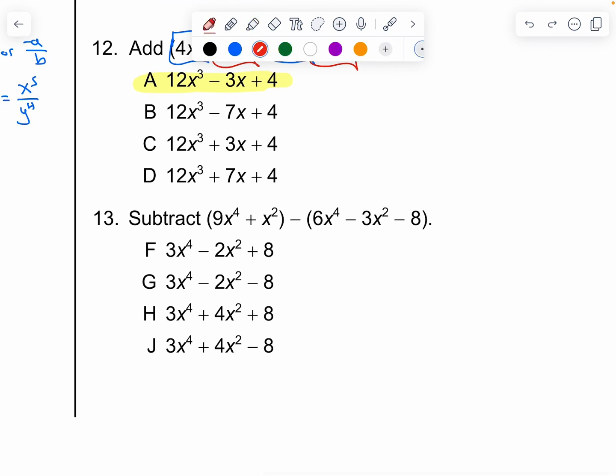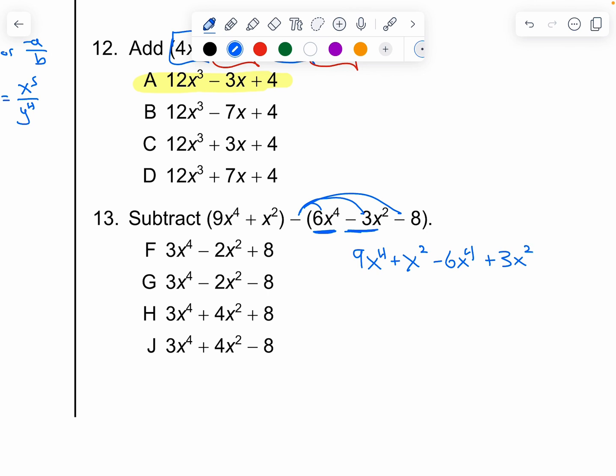So subtraction, we got to be careful here. I would honestly rewrite this as an addition problem. We have 9x to the fourth plus x squared. And when I say rewrite that as an addition problem, I guess what I really mean is distribute that negative sign in. Because we're subtracting 6x to the fourth. Okay, well, nobody really messes that up. But then we're also subtracting negative 3x squared. And when you subtract a negative, that turns into a positive.